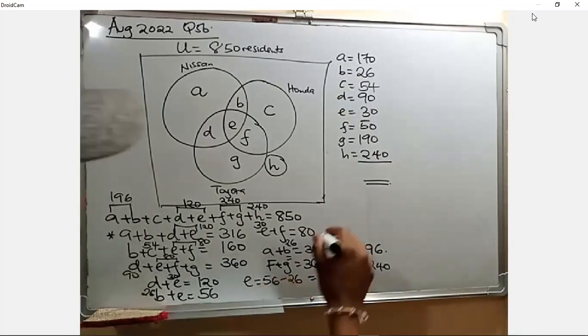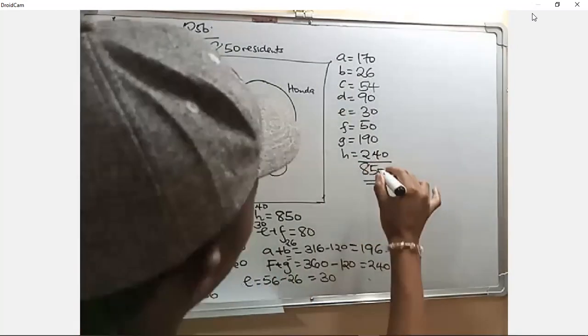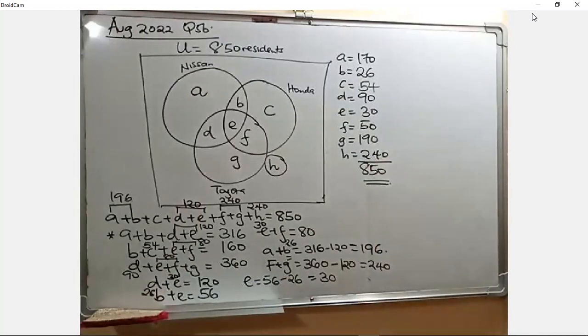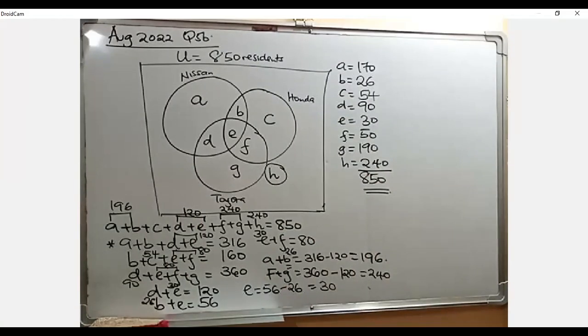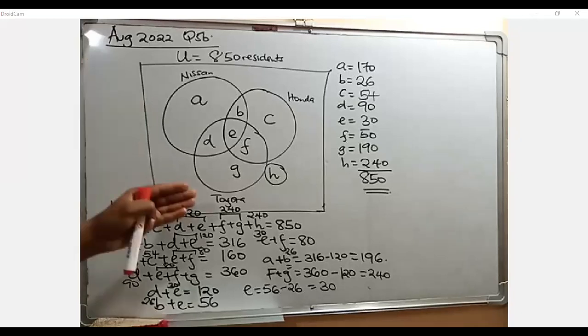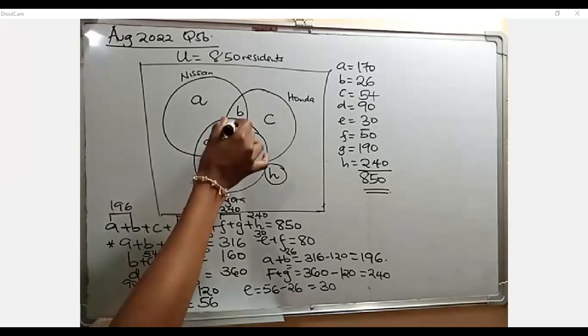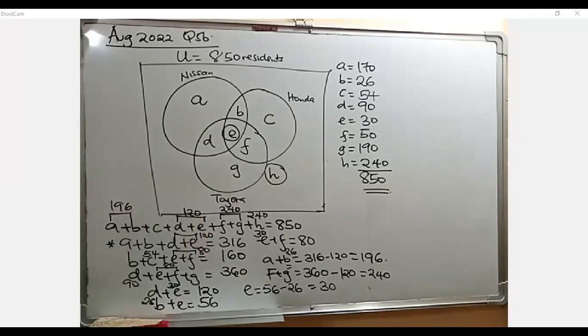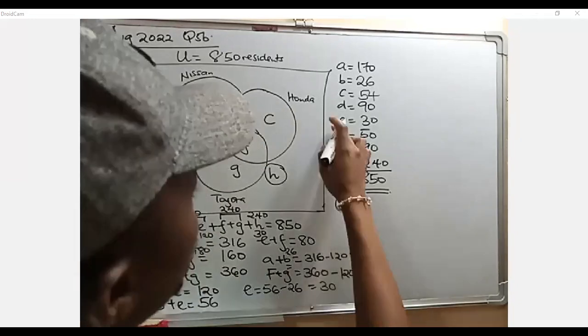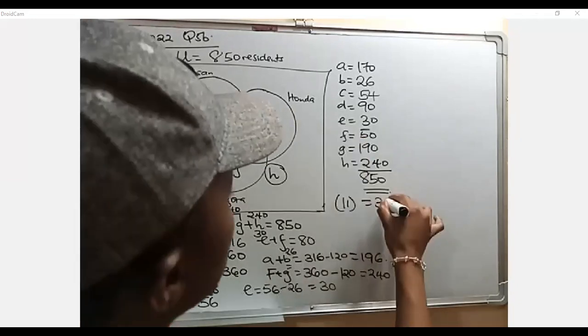I'm getting 850. After I do those calculations, I can now go back to the question and see the requirement I was told to do: to represent the information in a Venn diagram. Already I have my 5 marks. Then number 2, the examiner is asking the number of residents who own all the 3. You can see our E is our O, because the share is being shared by all the 3 brands. So it means we are looking at our value for E, which is 30 residents.